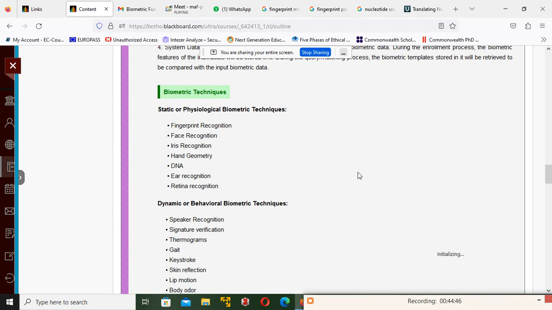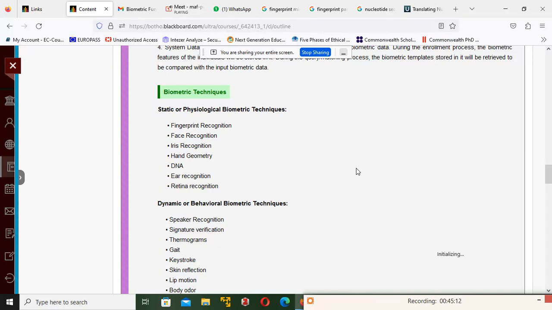When you take the ear, it is the same. There are individual features present inside the ear. When you take the retina, that one too, it is the same. So it is the same concept that I explained to you using the fingerprint.